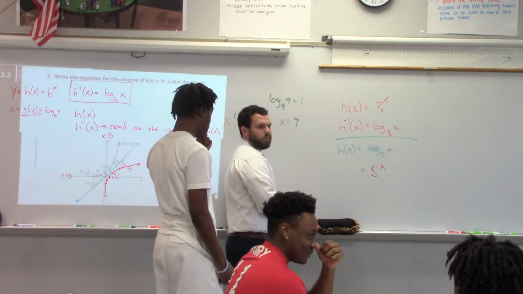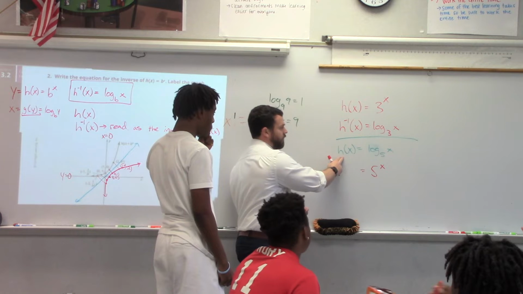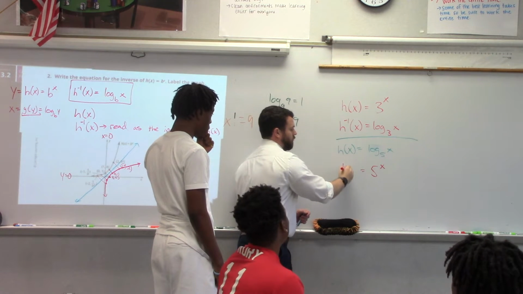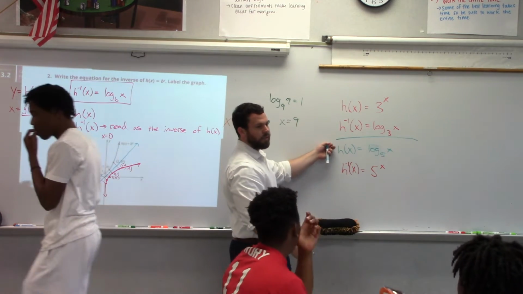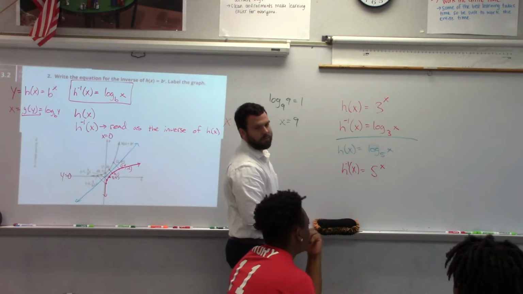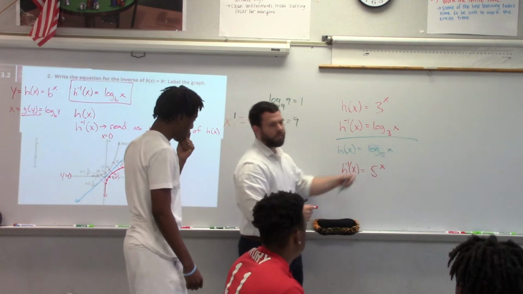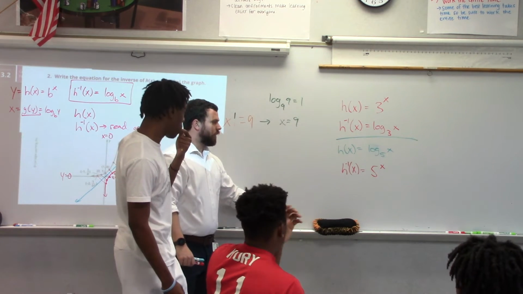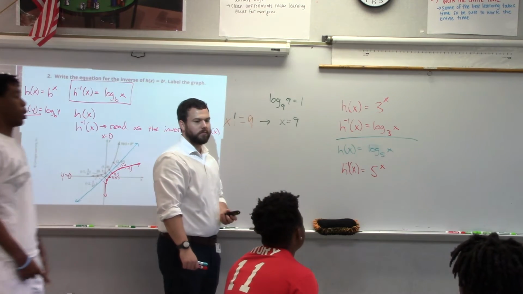It's h of x, so what's the inverse notation? H negative 1. Anytime that's the original function notation, that's the inverse notation. So it's all going to be h negative 1. If it's the inverse, it's going to be the inverse of what you started with. So if it starts off like h negative 1, then the inverse of h negative 1 of x would be h of x.